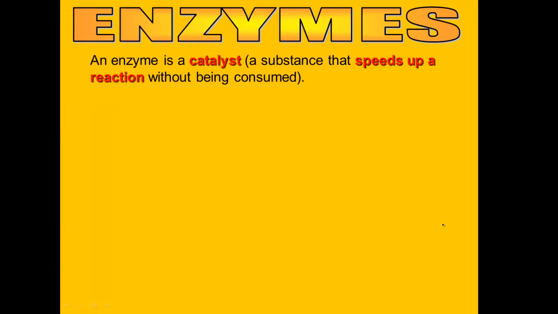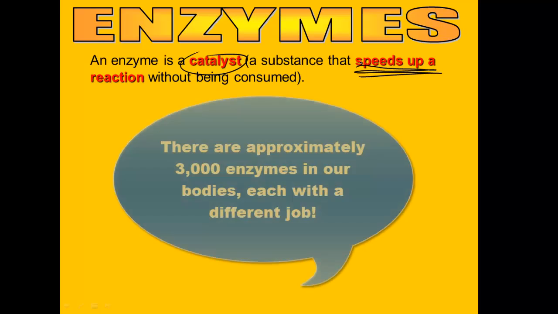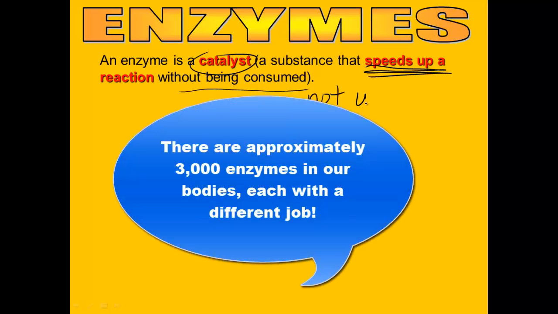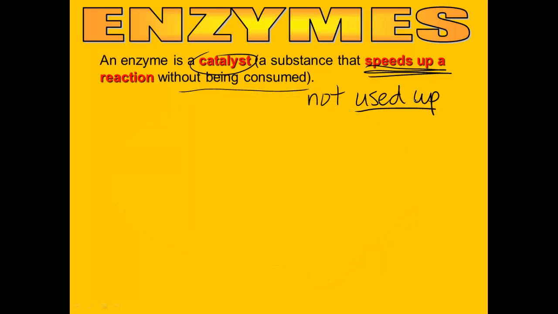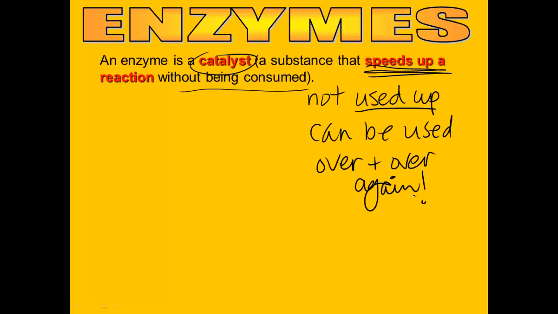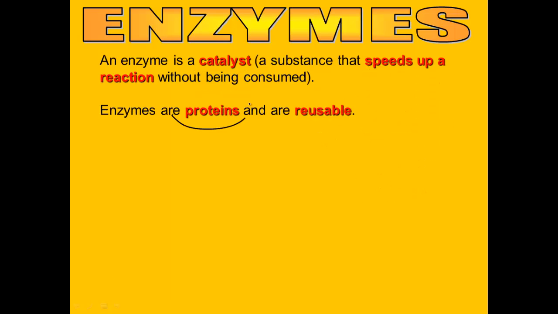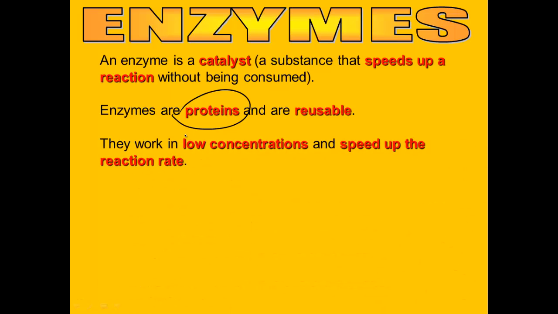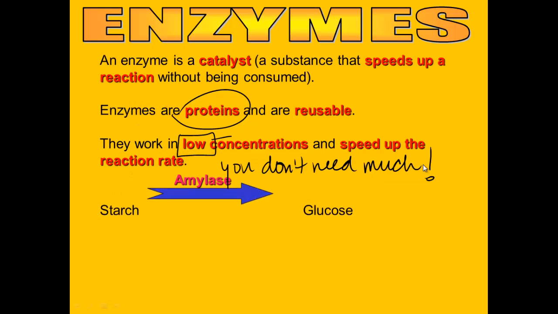So what is an enzyme? An enzyme is a catalyst in a living thing, and it helps to speed up reactions. And they don't get used up in a reaction, so they can be used over and over and over again. Enzymes, we know, are proteins. So some proteins are enzymes. They're reusable, and because they can work over and over again, you only need them in very low concentrations. You don't need very many of the enzymes to speed up the reaction rate of something that's happening inside your body. So you don't need much.